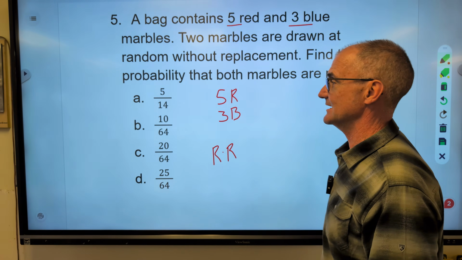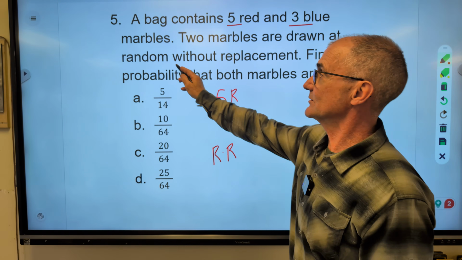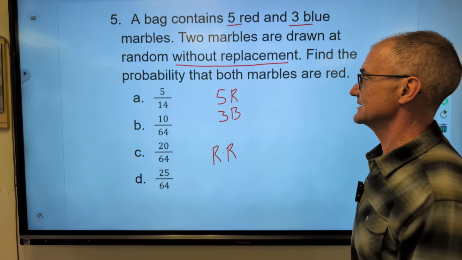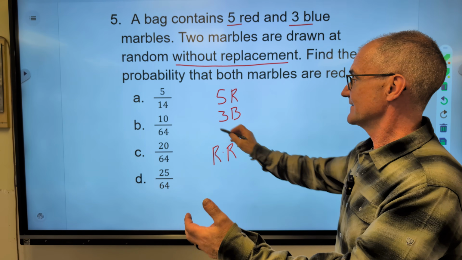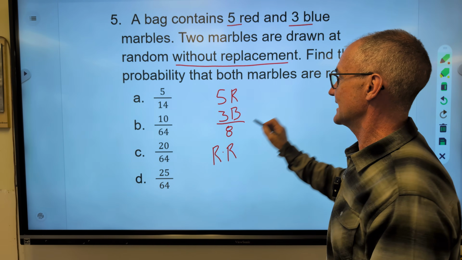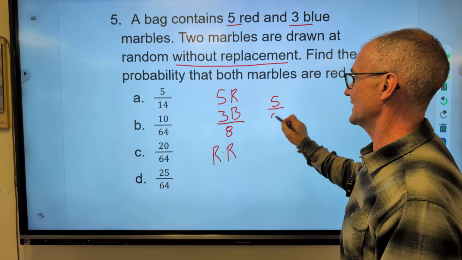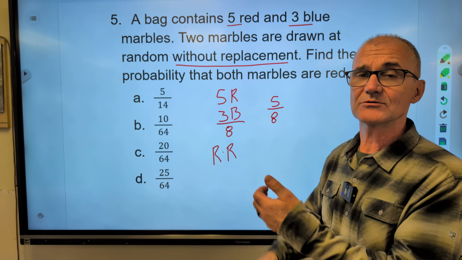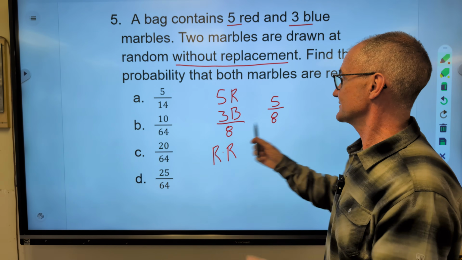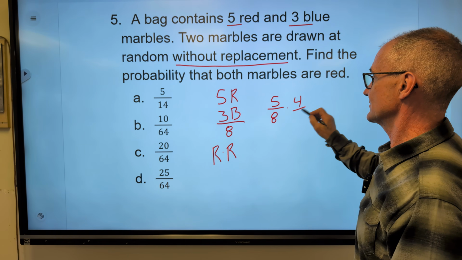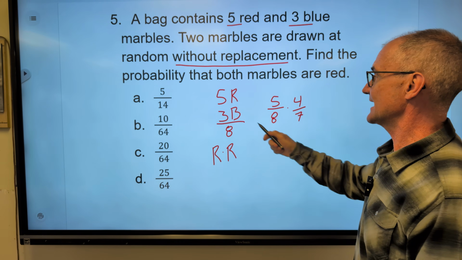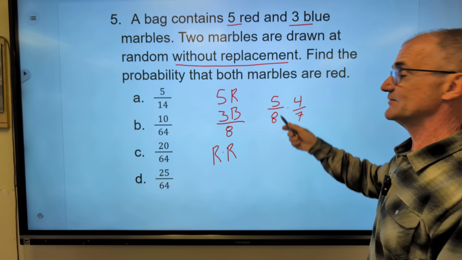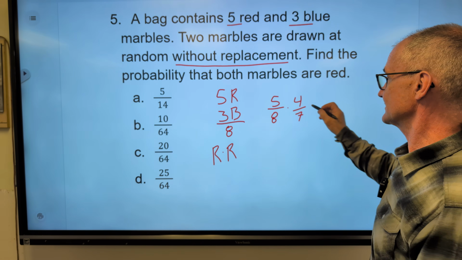That's going to be multiplication. But this is the important word, without replacement. So probability I get 5 out of that 8 on the first draw would be 5/8. There are no longer 5 marbles in that bag. There are only 4 left out of 7. So the probability I get red and then red would be 5/8 and then 4/7.